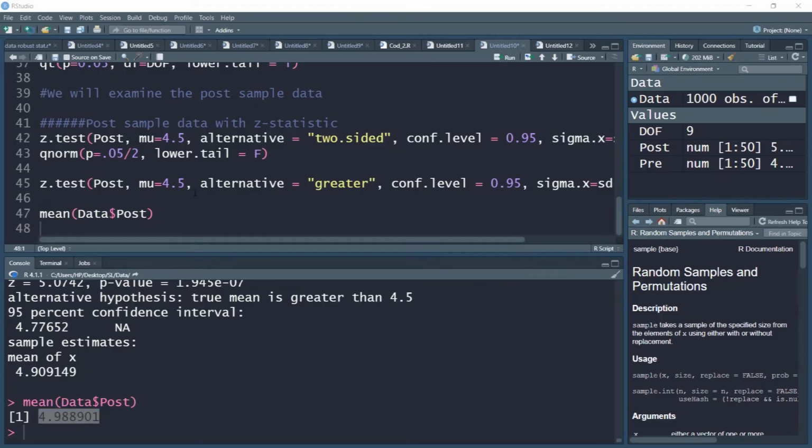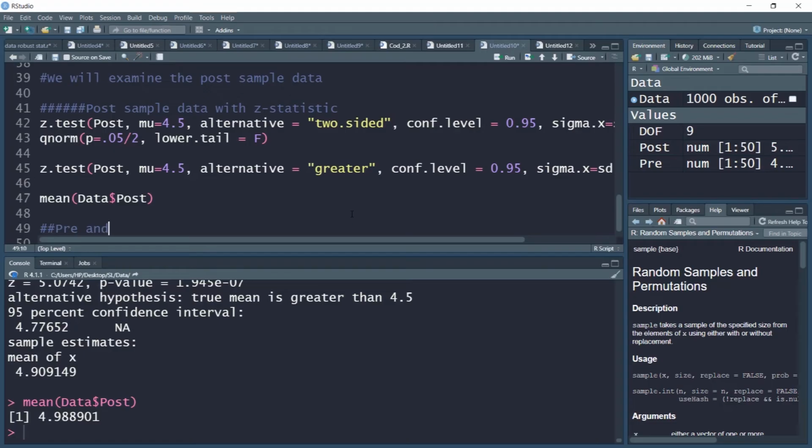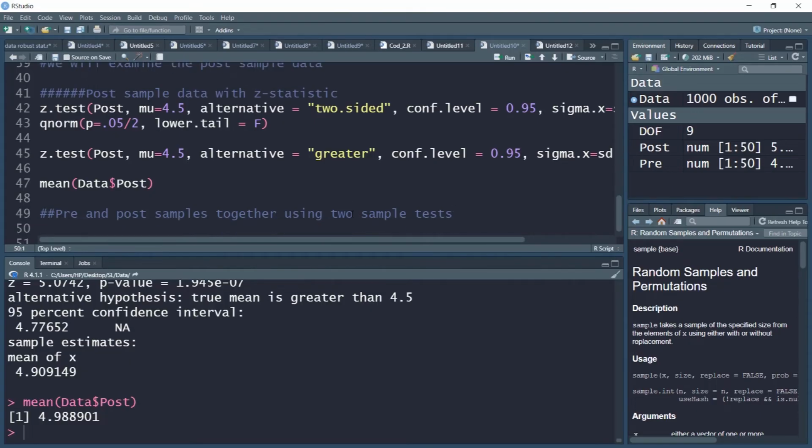Now that we have examined the pre and post samples separately using simple single sample hypothesis testing, in this video we'll analyze and compare the pre and post samples together using two sample tests. First, let us start with simple z-test statistics. So we'll start with z-test hypothesis testing.